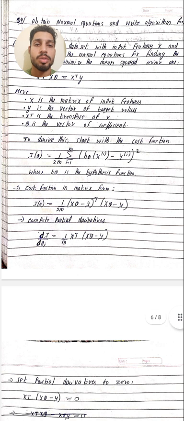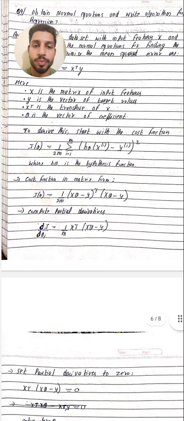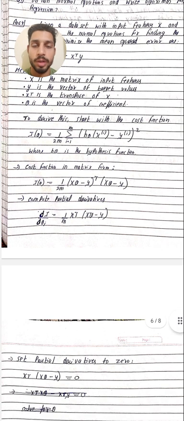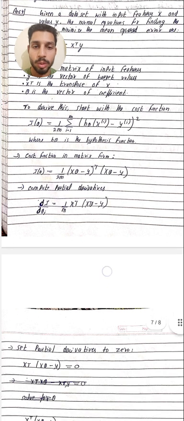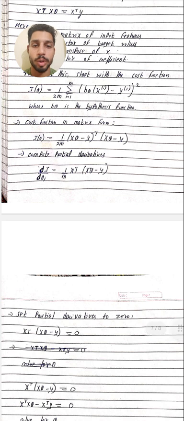To derive this, we have to start with the cost function. The cost function is J of theta equal to 1 by 2m summation from i equals 1 to m of (h theta of x_i minus y_i) whole squared. Now, first of all, we have to convert the cost function into matrix form. So the cost function in matrix form will look like 1 by 2m (X theta minus y) transpose (X theta minus y).